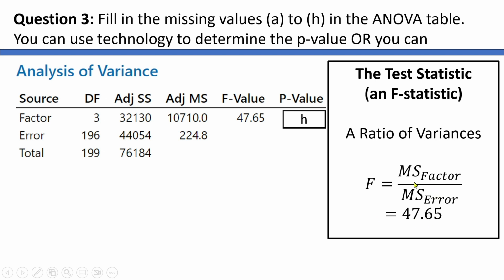And I just noticed that I didn't put any numbers here, but you can see that 47.65 is going to be this number, 10,710, divided by 224.8. That's where this F statistic comes from.